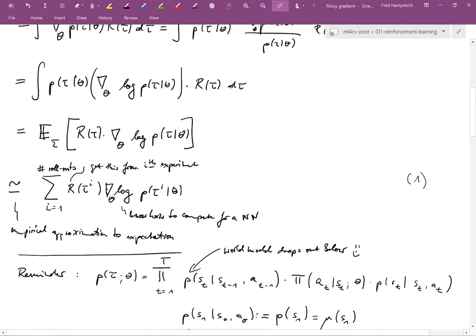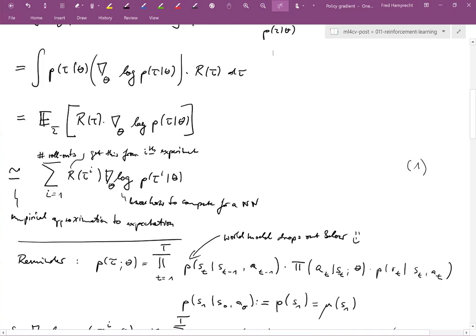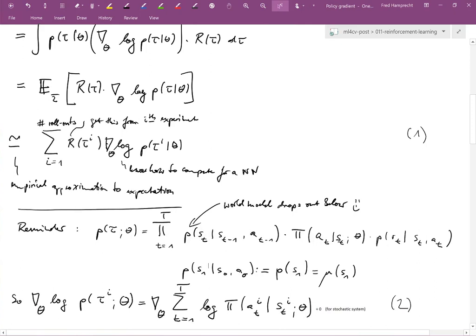Why? Because now the probability of an entire trajectory is again factorized using this probabilistic graphical model that we've seen. So each random variable is conditioned on only its parents and not on its grandparents. So this is just the factorization that we've seen before. But now note that on the right hand side only one of these terms depends on theta at all. So this one depends on theta, but the others do not.